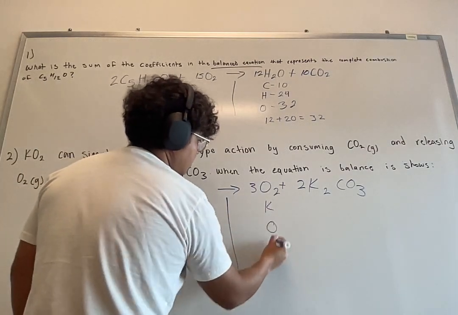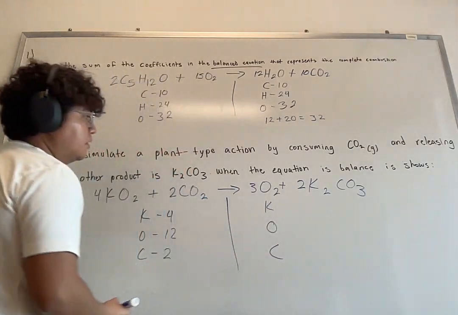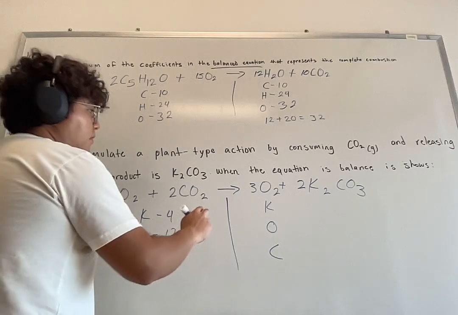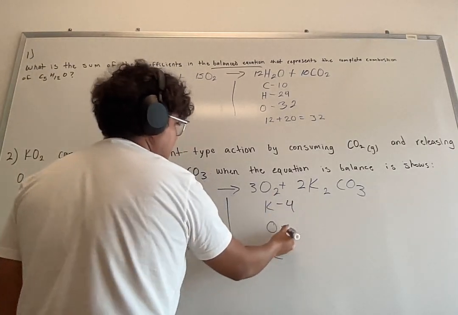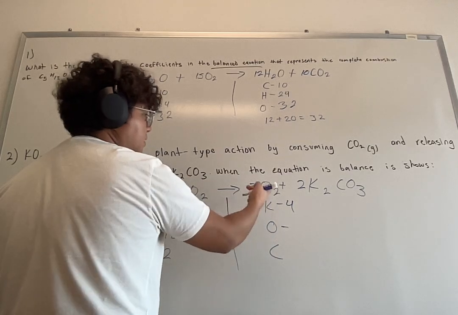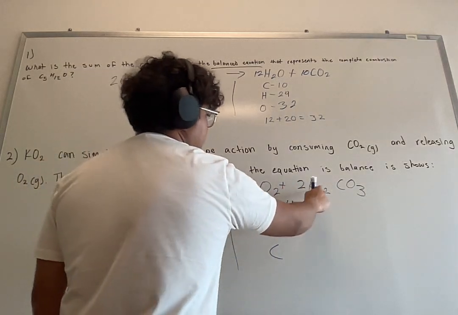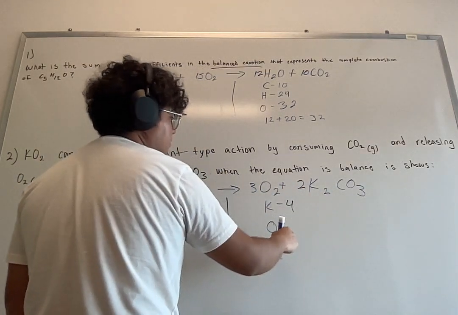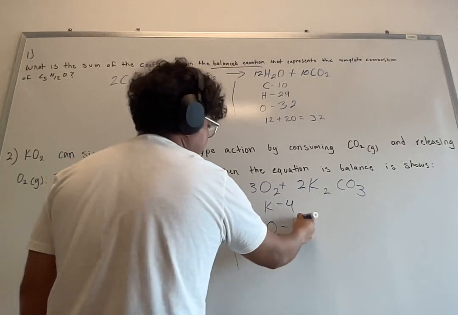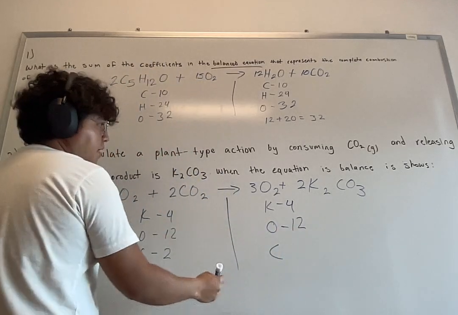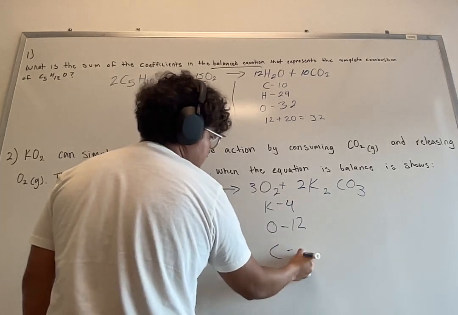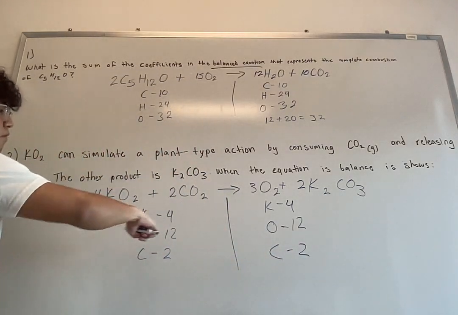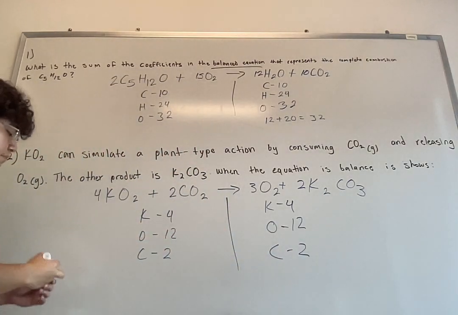Same thing over here, potassium, oxygen, carbon. Let's do carbon right away. 2 times 2 is 4. Nice. Oxygen would be 3 times 2 is 6. Plus 3 times 2, 6, 12. Okay, we're good to go. And then 2 potassiums. So there we go, 4, 12, 2.